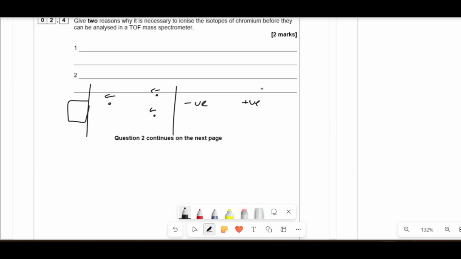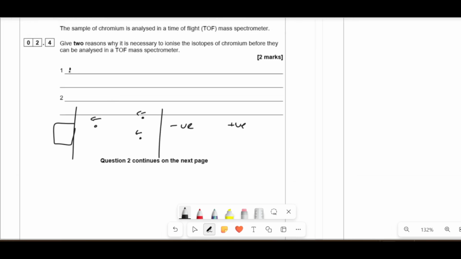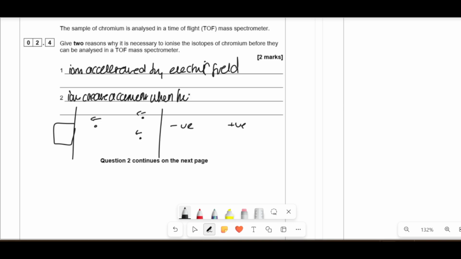So if there's no charge, then they're not going to be accelerated by this, and they also won't be detected by this either. Because this uncharged thing is not going to go into the positive or the negative part, or accelerate or decelerate. So that's why we ionize them. The two reasons are: the ions are accelerated by an electric field, and the ions create a current when hitting the detector. Without that, they couldn't actually be detected.